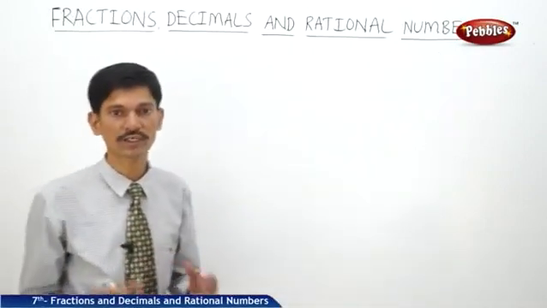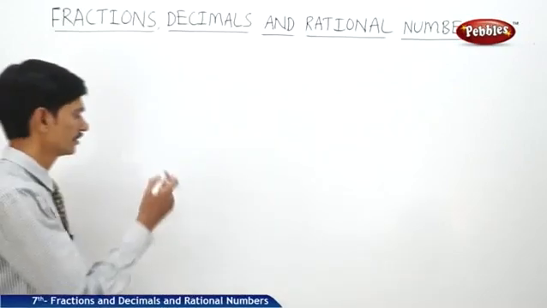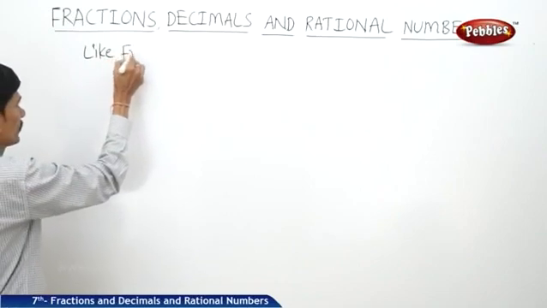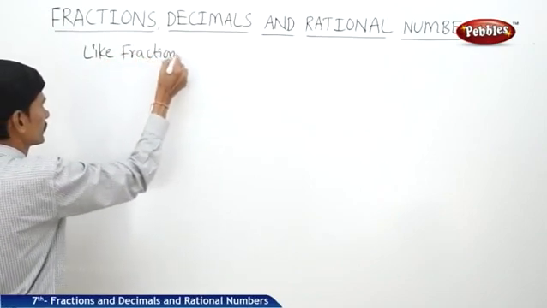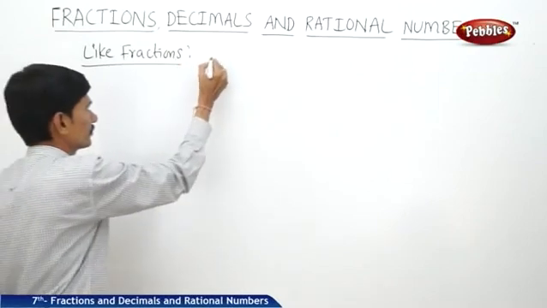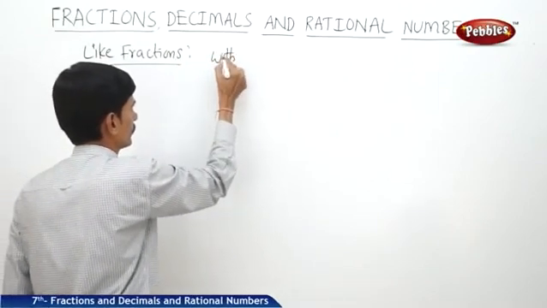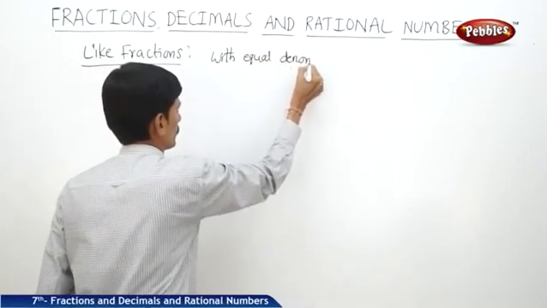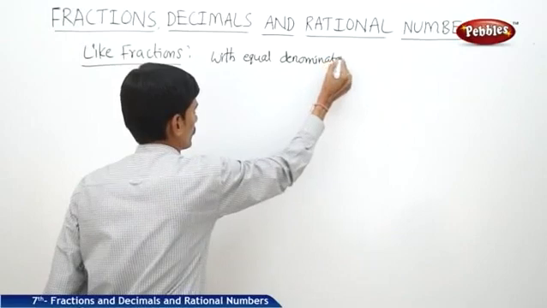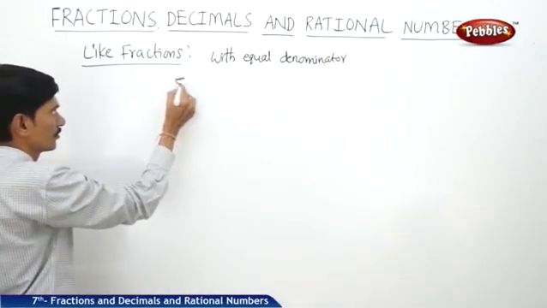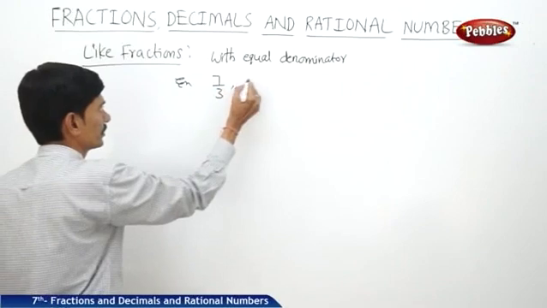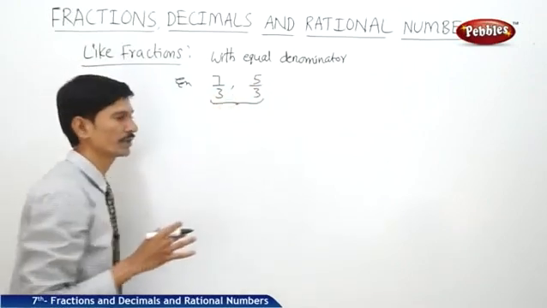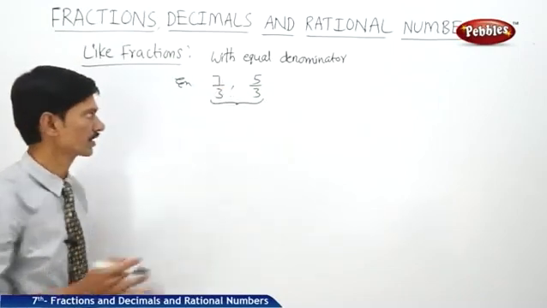Now let us see what are the like fractions and what are unlike fractions. Now the fractions with equal denominators are said to be like fractions. And for example, 7 by 3, 5 by 3. So these two are the fractions with equal denominators. So these two are said to be like fractions.